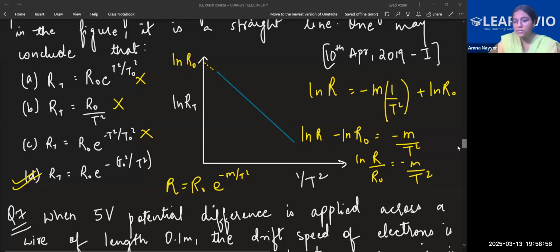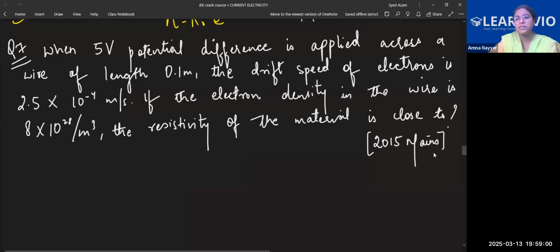All right, so this is now question 7 from 2015 mains paper. So a little old question. This says when 5-volt potential difference is applied across a wire of length 0.1 meters, the drift speed of electrons is 2.5 into 10 to the power minus 4 meter per second. If the electron density in the wire is given 8 into 10 to the power 28 per meter cube, the resistivity of the material is asked.